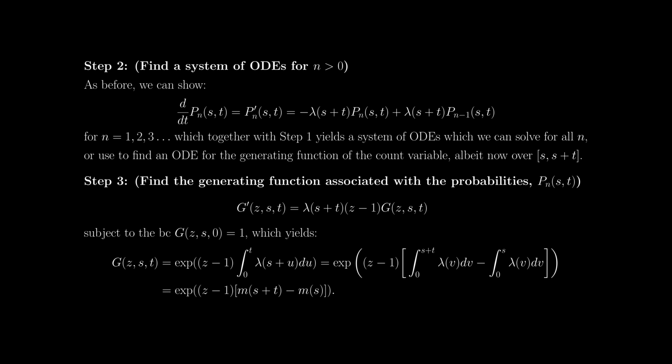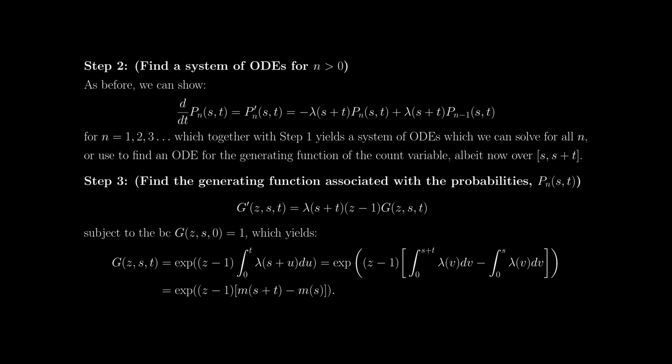So g z s t denotes the generating function, where z is the dummy variable, s is the start of an interval, and t is the length of the interval again. Okay, and we'll find that the first derivative of the generating function is just equal to lambda s plus t times z minus 1, where z is the dummy variable, times g z s t.